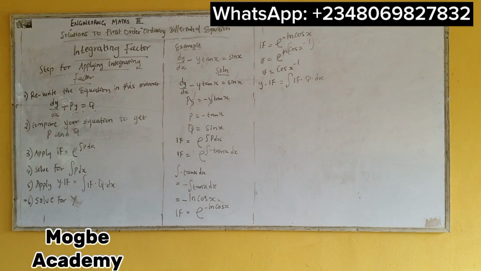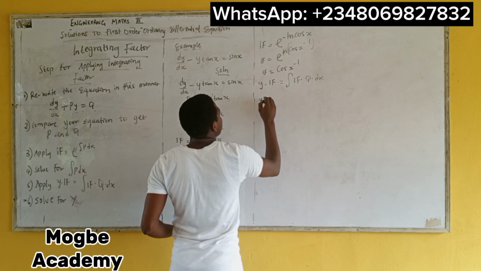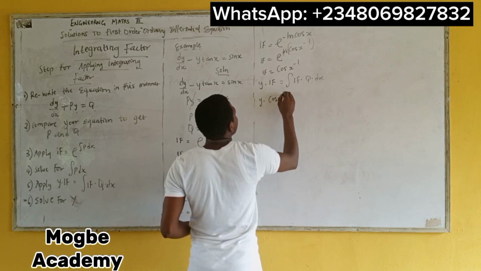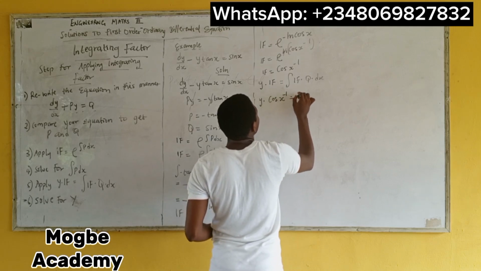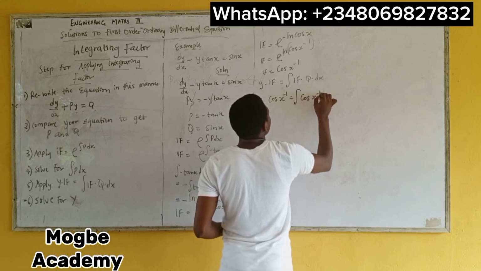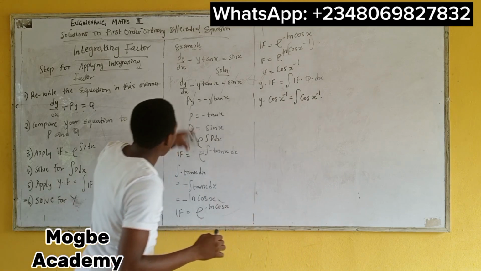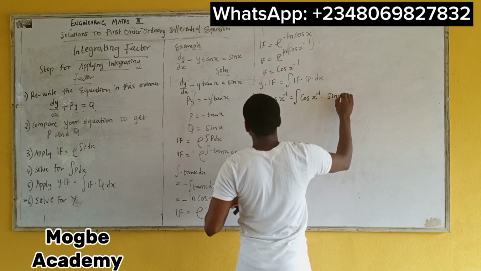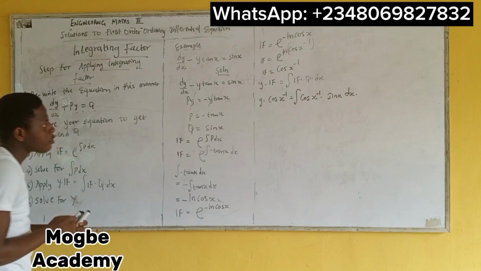A constant y dot IF we've gotten is equal to integral of IF dot Q dx. Now, to this equation, we'll simply have your y, which is your constant, dot, what's our IF? Cos x raised to the power of minus 1. And this is equal to integral of, what's our IF? Cos x to the minus 1 dot, our Q is sine x, so sine x dx.